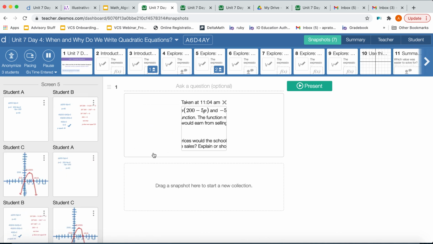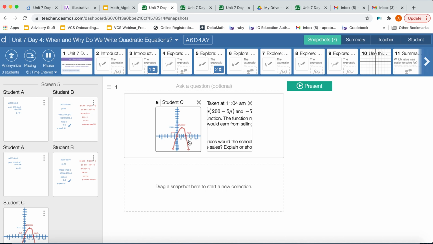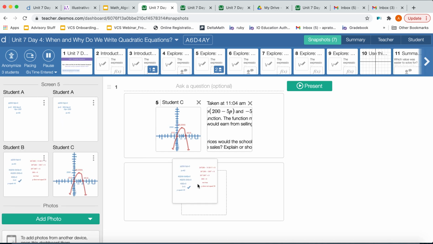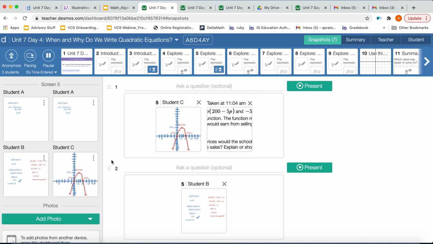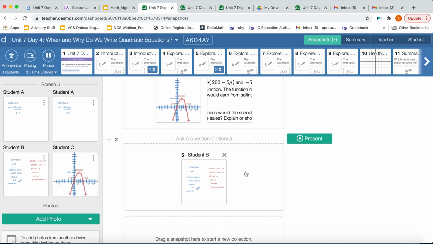That's because student C used something from previous learning, built a graph. They show the solution to the problem in a representational way. And then I'm going to feature student B's work. I'll go through this work in a second, but student B used a guess and check strategy.